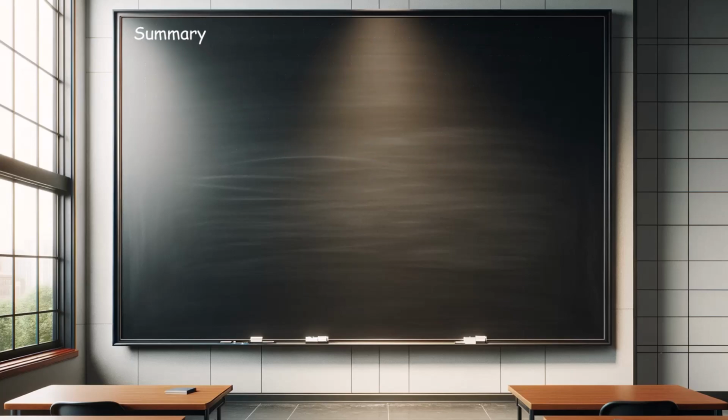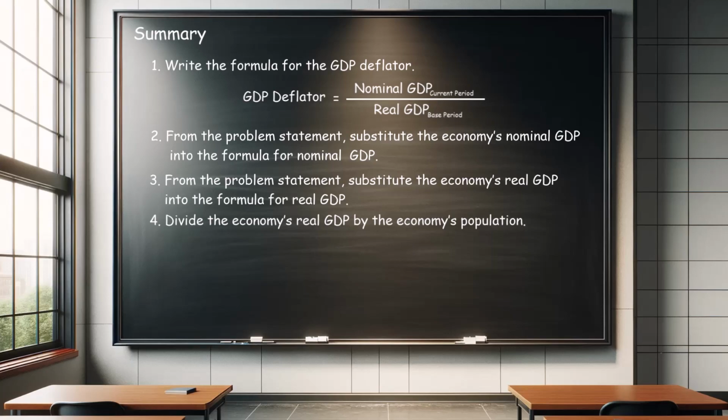This video looked at calculating and interpreting the GDP deflator. The video defined the terms GDP, nominal GDP, and real GDP. It also defined the term GDP deflator, provided a formula, and how to interpret the calculation. The video presented a typical problem statement. Next, it provided the steps to calculate the GDP deflator. Finally, the video worked on the problem statement using the steps.